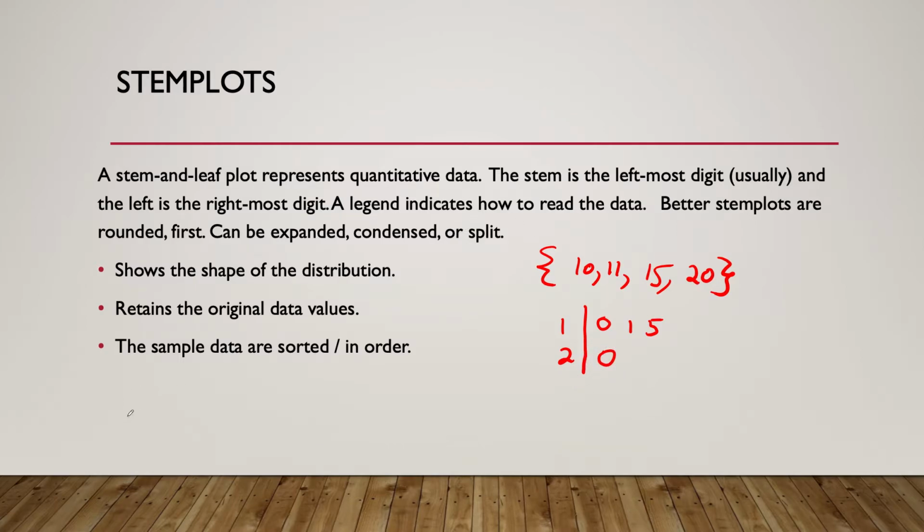And when I say a split stem, this occurs when in the first range of leaves, we would have the numbers between 0 through 4, and the second between 5 through 9. That's what I mean by a split stem.